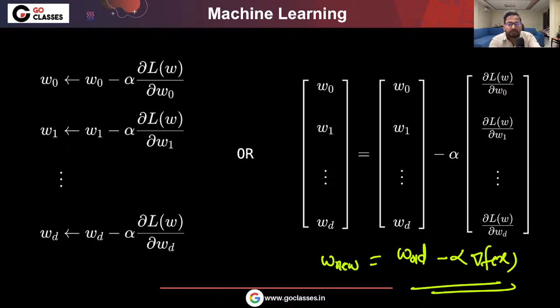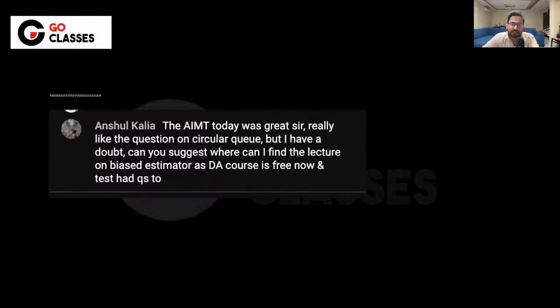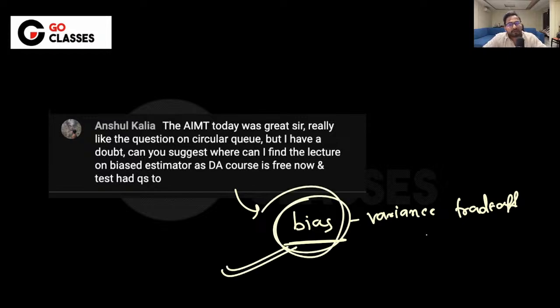Anshul is asking something in the comments. He is saying, sir, I had AIMT today and it was very good, but can you tell me where I can learn this bias? Actually, I told this bias in one of the lectures in machine learning, and the lecture name is bias variance trade-off. There you can see the mathematical formula of bias. Using that particular formula, you can solve the question that I have given today in AIMT.